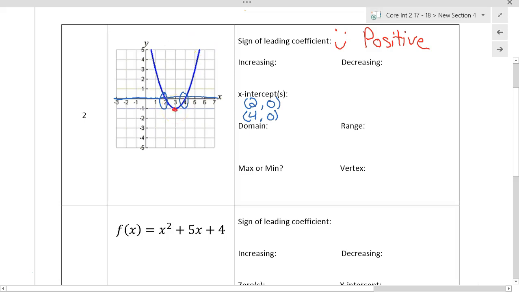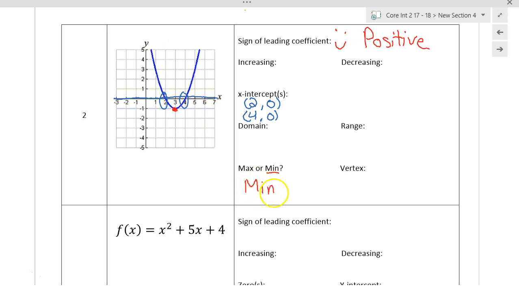Does it have a high point or a low point? This is the lowest point, so it's a min. What is that lowest point? (3, -1). Okay.